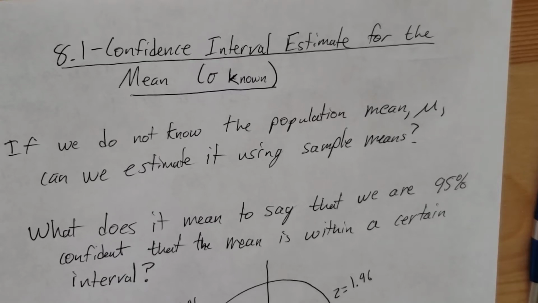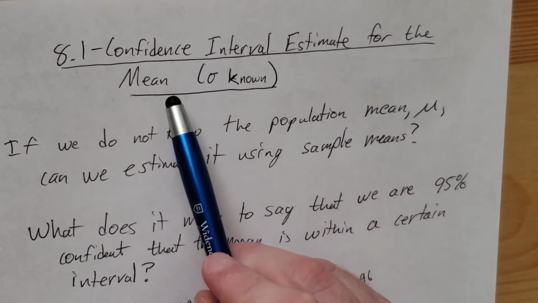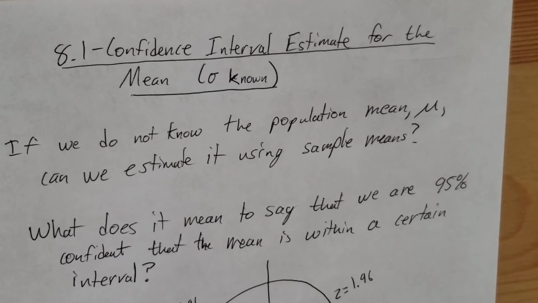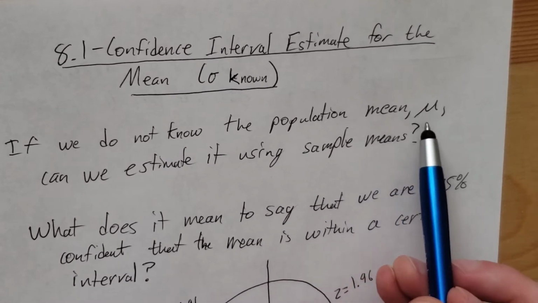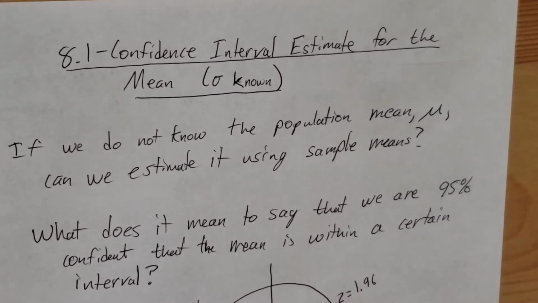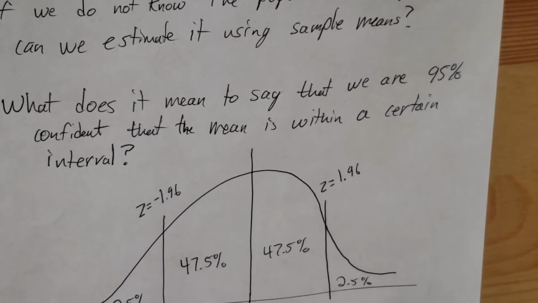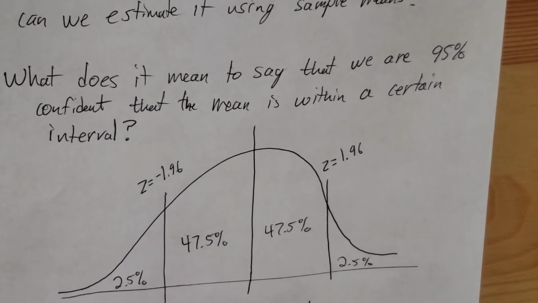In this video, we're going to be discussing the confidence interval estimate for the mean when our standard deviation is known. So our real question is, if we do not know the population mean, mu, can we estimate it using our sample mean? And moreover, what does it mean when we say that we are 95% confident that the mean is within a certain interval?